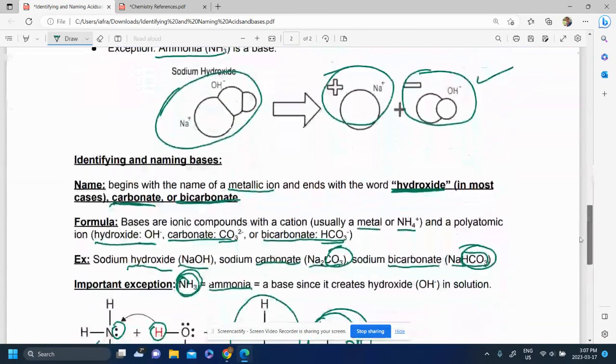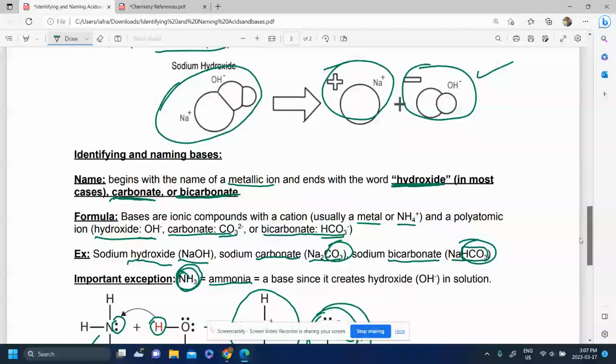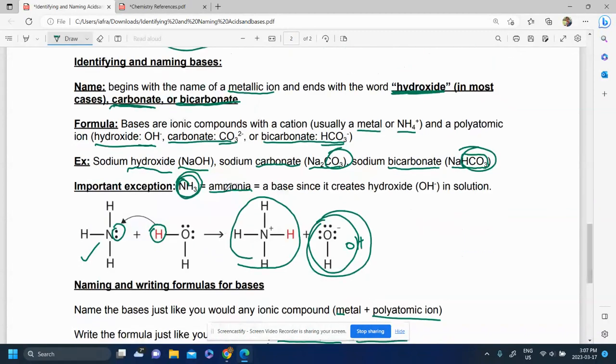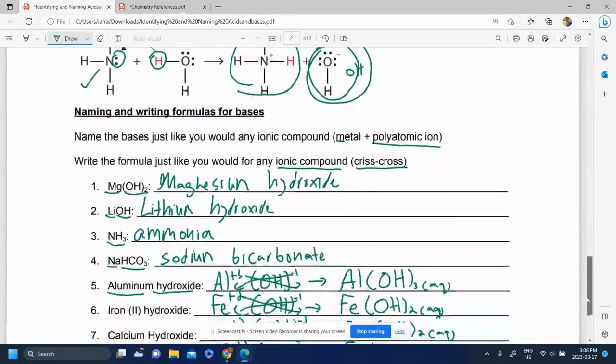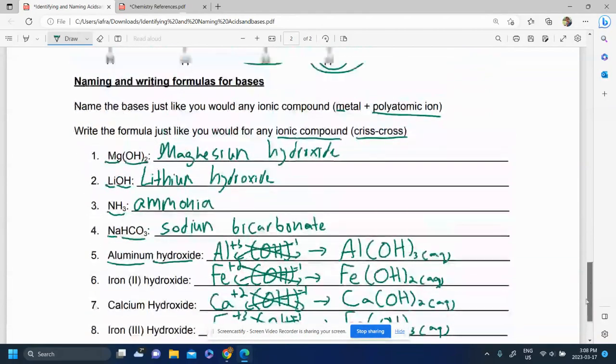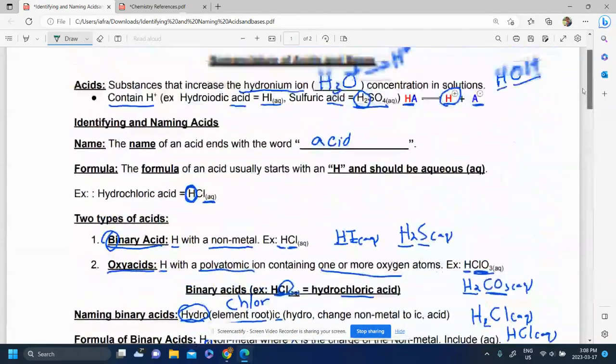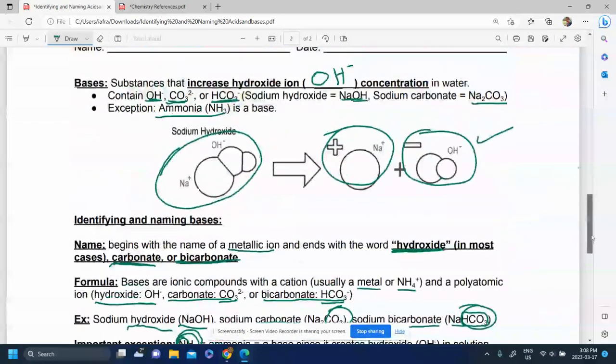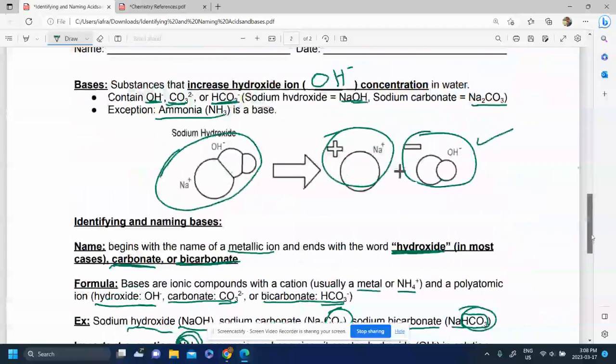So in this video, we learned what bases are. We learned how to identify them based on their name and formula, based on the polyatomic ions they contain, which are hydroxide, carbonate, and bicarbonate. We learned about ammonia being an exception, so remember that one. And then we learned how to write formulas and name bases. So at this point, you are now able to identify and name acids. You are able to identify and name bases and also write formulas for all of these.